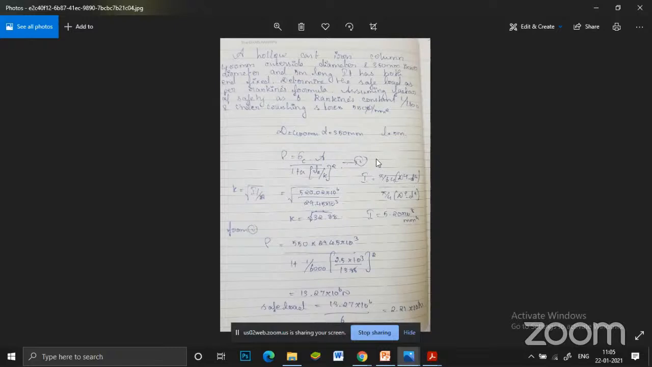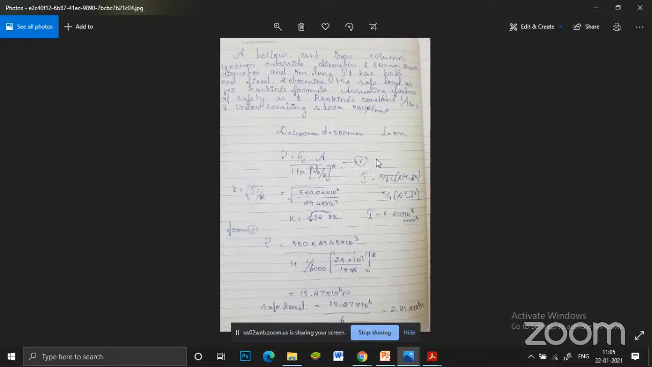Then both the ends are fixed. Here the end conditions are given, but there is no purpose for them, because only one formula we are going to use. Only in the case of a long column in Euler's method, based upon the end conditions, the formula varies. Here, for a short column in case of crushing, only one formula is there. So you have to use this formula.